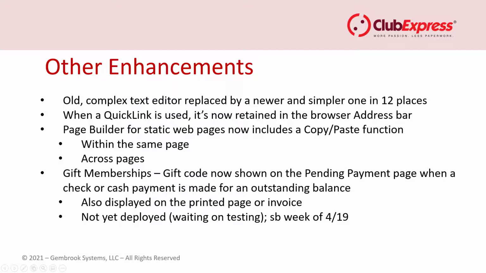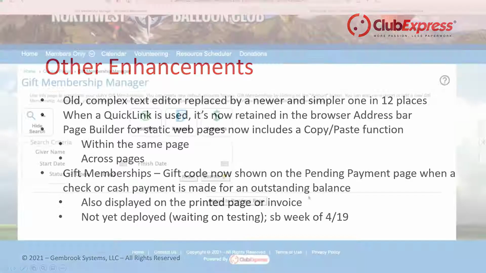So now the gift code is shown on the pending payment page to the administrator when a check or cash payment is made for an outstanding balance. So the admin will see the coupon code, they can apply it, and then they can record the check payment for the $20 balance. If the person who's joining also prints an invoice, the coupon code is included on the invoice. And the other thing I want to mention is that this feature is actually not yet deployed. We're doing some final testing on it, and we expect that to happen maybe at the end of this week, but more likely early next week.